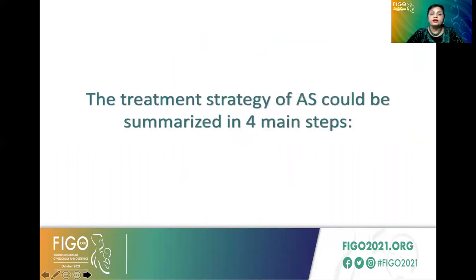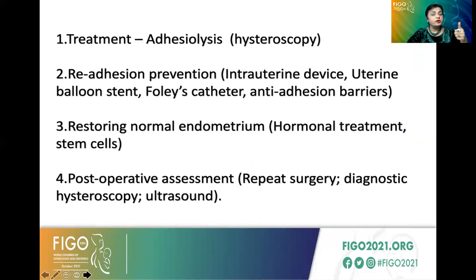Let's talk about implantation, and what should be the treatment strategy in Asherman syndrome. If I can summarize, there are only four main steps. One, do the hysteroscopic adhesiolysis. Second, think about adhesion prevention, because here the basal endometrium is involved and there are very high chances that re-adhesion can happen.